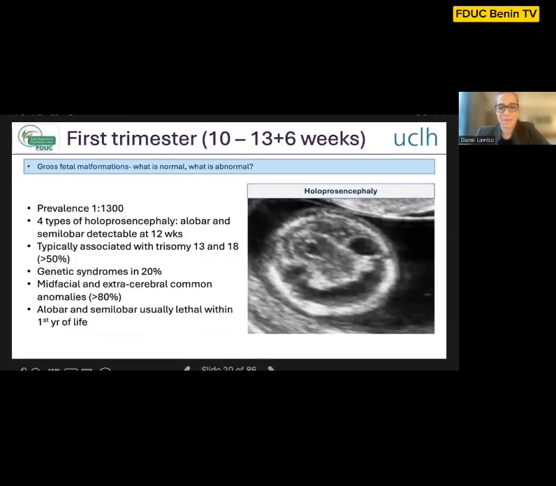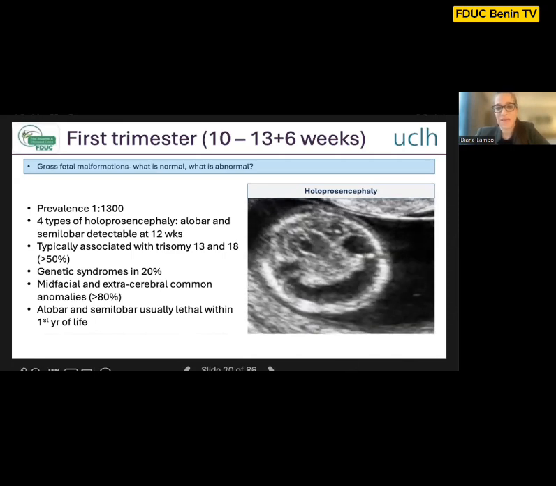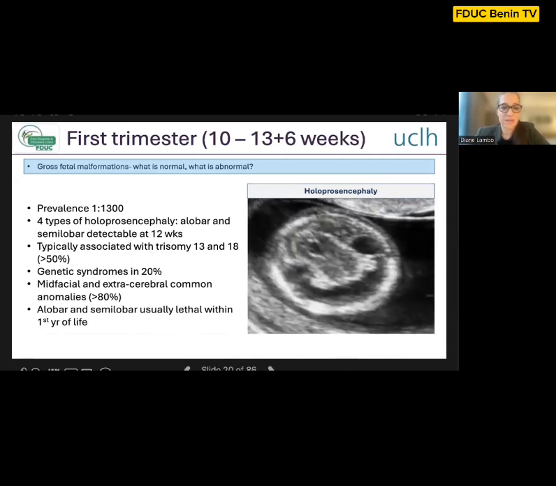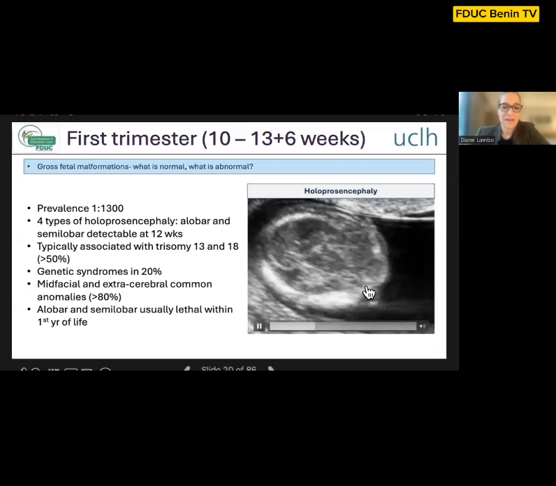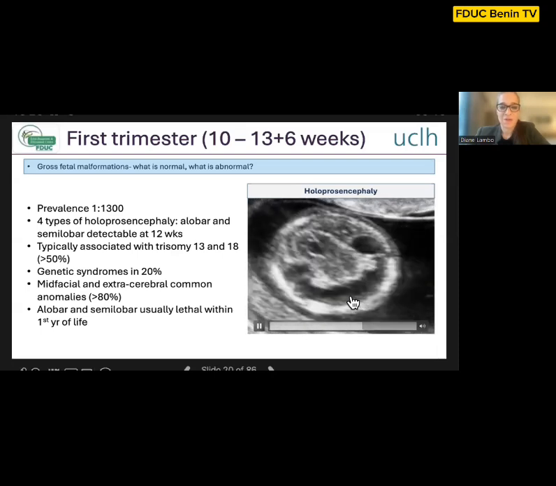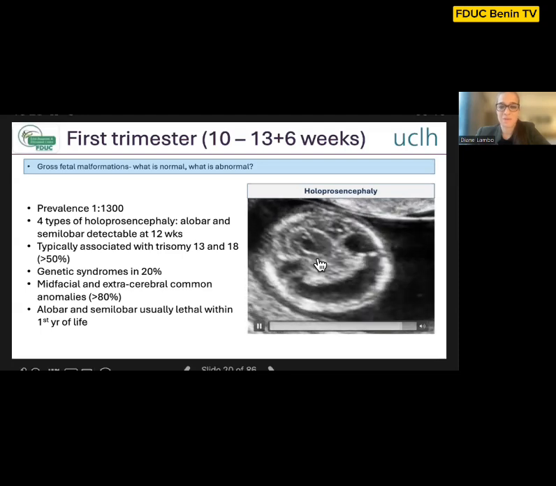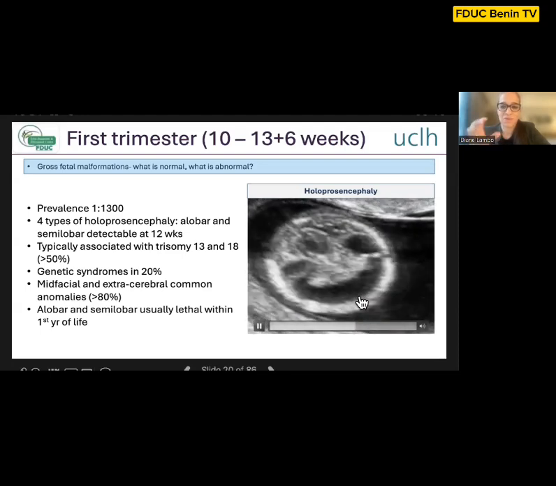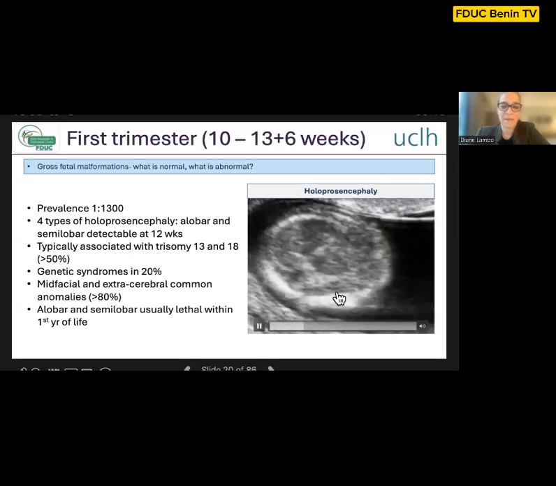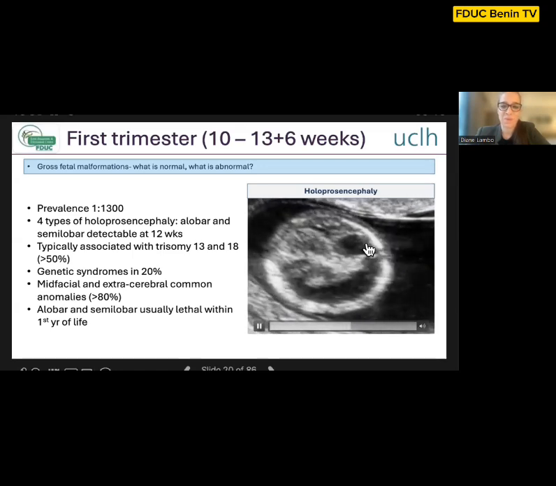Moving on to the second abnormality, and this is really a whistle-stop tour through the first trimester scan. This is holoprosencephaly, and you can see, again, unlike that first picture that I showed you with the normal cerebral hemispheres, in this picture, you don't have the midline echo separating the two hemispheres from front to back. The lateral ventricles have not developed properly. They've completely fused in the midline, and so you have this single ventricle that goes all the way around.